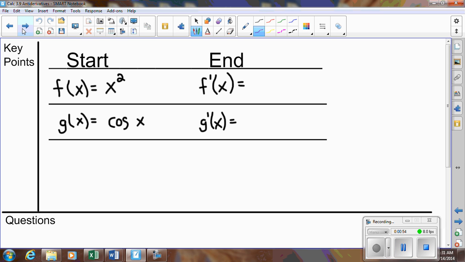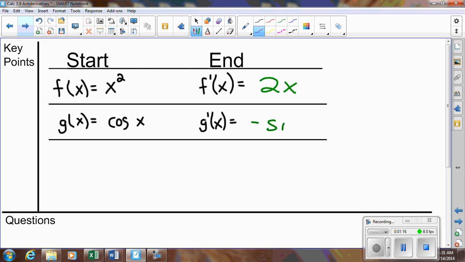Quick recap of things that we've done before. Your initial function is f of x equals x squared. What is the derivative of x squared? g of x is cosine. What is the derivative of cosine?